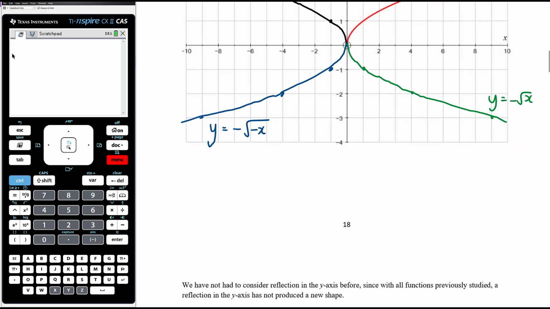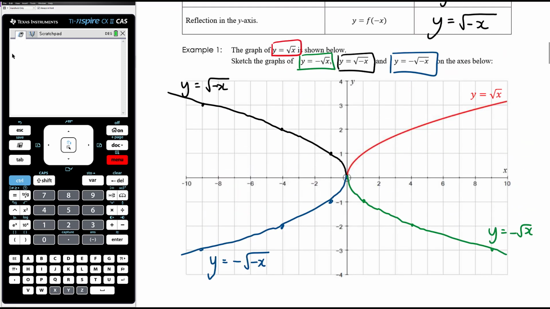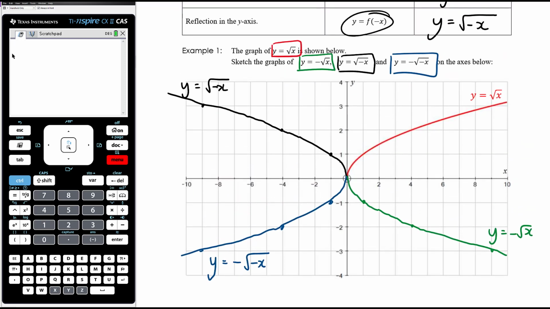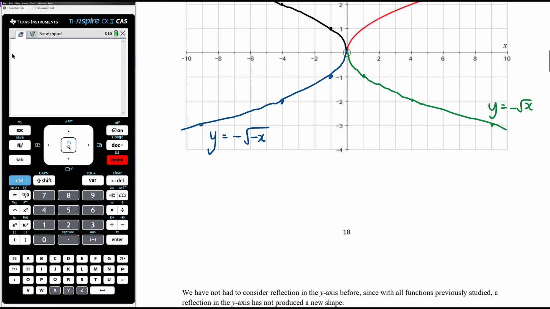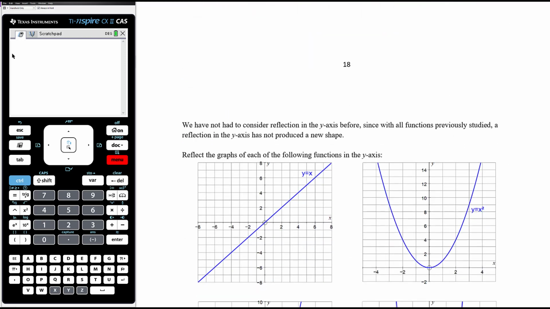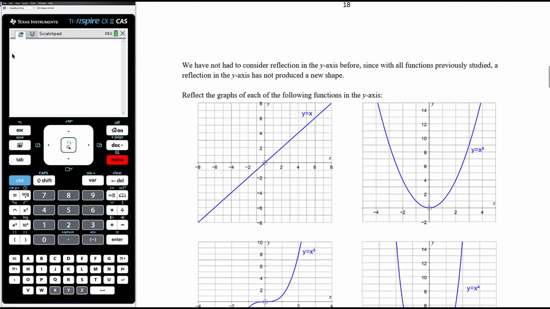Alright, so reflecting in the y-axis is f of negative x. We actually haven't had to worry about this before now, and let's think about why we haven't had to worry about it. If my function is f of x equals x, as it is here, then f of negative x is equal to, so we replace the x's with negative x's, so it's just going to be equal to negative x.